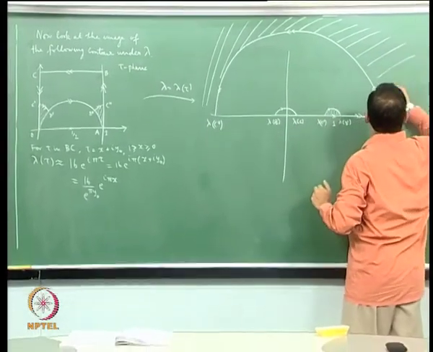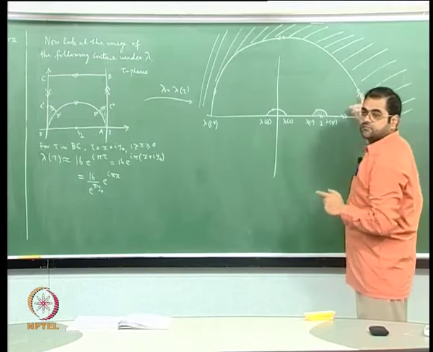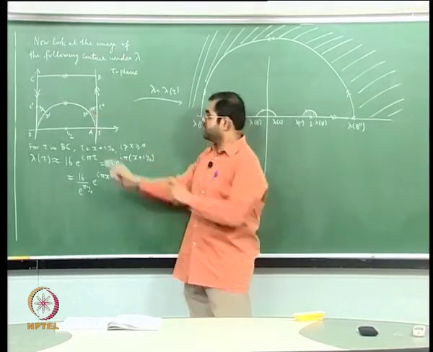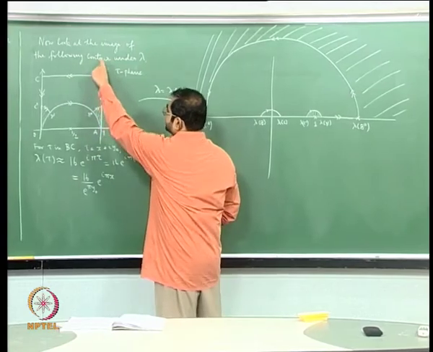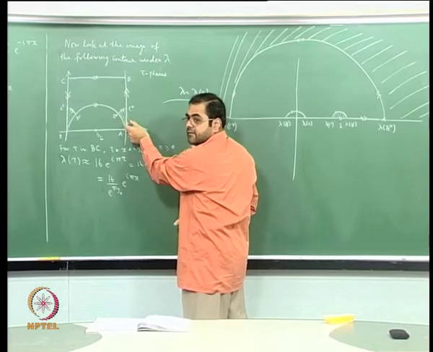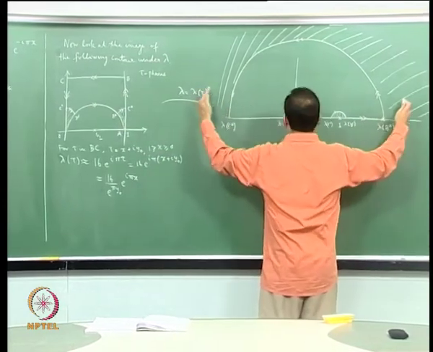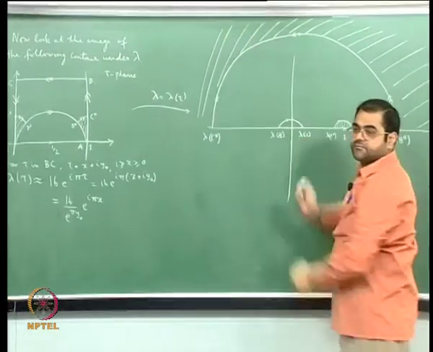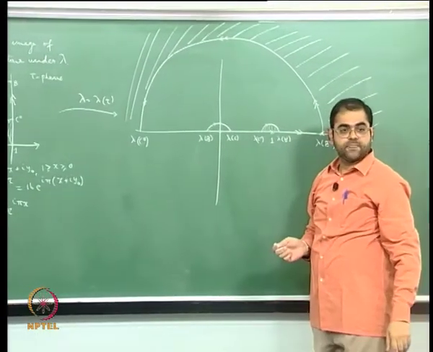This is what this small region is being mapped to, because if I make y0 larger and larger, this arc will shrink, and as this shrinks this guy will become larger and larger. So this shaded region will go to the exterior of this semicircular region.